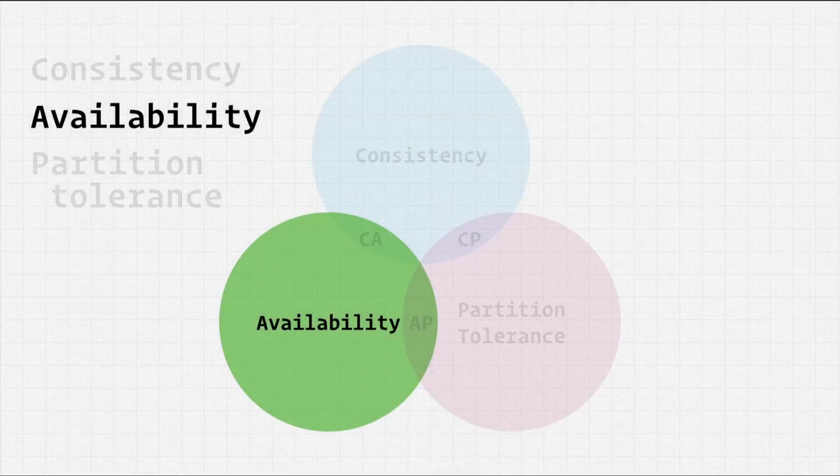Welcome back, everyone. Let's keep talking about CAP theorem. In the last video, we discussed consistency and partition tolerance in a distributed system. Now we're going to talk about availability and what it means for a system to be available.